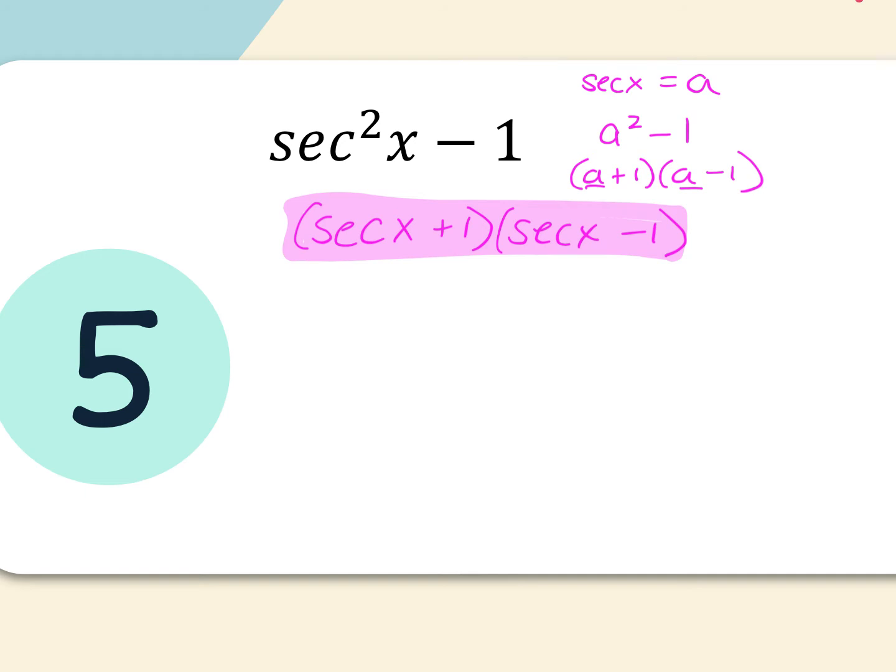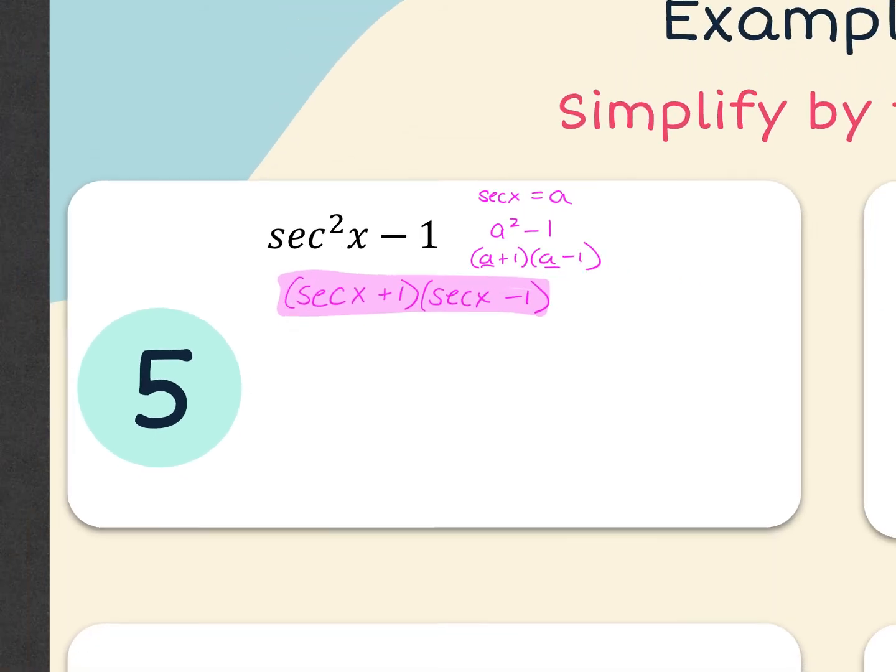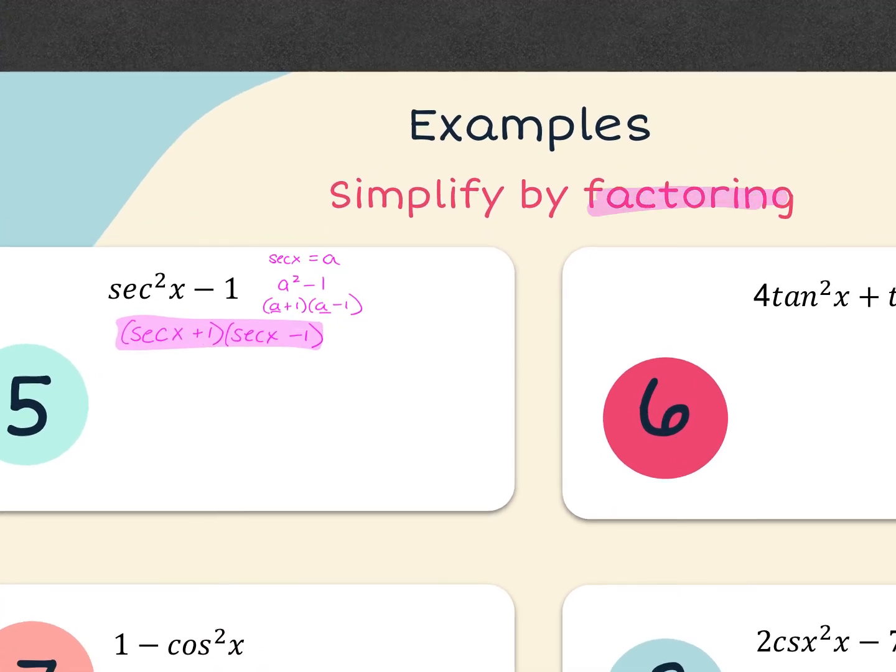And again, if it didn't say factor, I would actually rewrite this as just tangent squared, because that's a Pythagorean identity, okay? But this one said specifically to simplify by factoring.